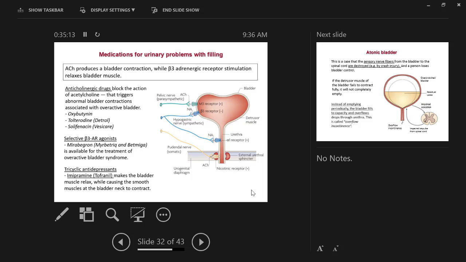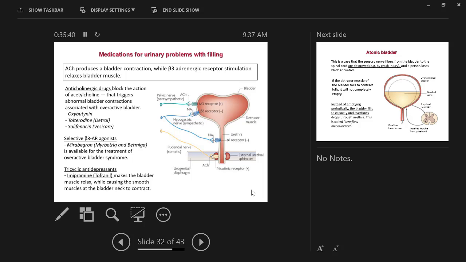The last part is kind of funny. It's tricyclic antidepressants. So, urologists may give patients antidepressants. You may see that case. That's not because the patients are depressive. Urologists try to control this using antidepressants.